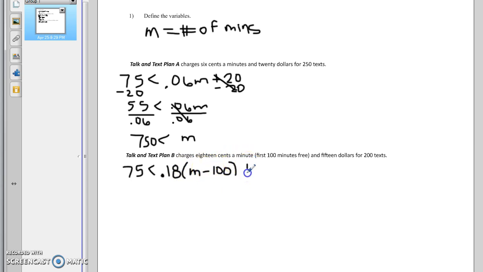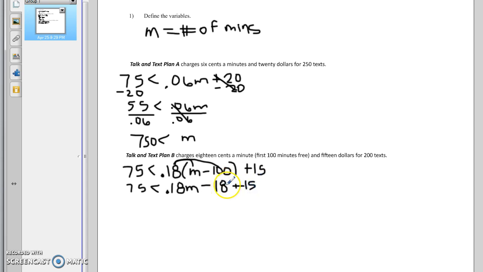Now I'm going to go ahead and add $15 for the text plan. Now I needed to distribute the 0.18. So I have $75. And this is just like solving any type of equation that we've done throughout the year. Really nothing's different. We just solve using the order of operations. I solve within my parentheses. 0.18 times 100 is going to be 18. So I subtract 18. So I solved within my parentheses first. I distributed to solve within my parentheses.